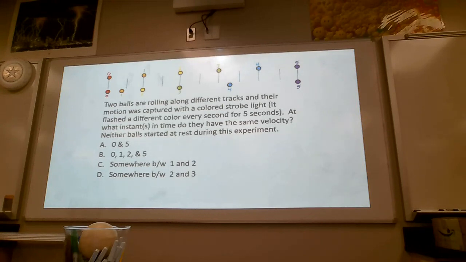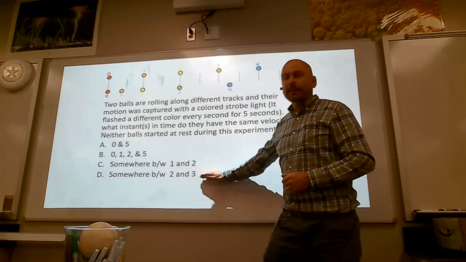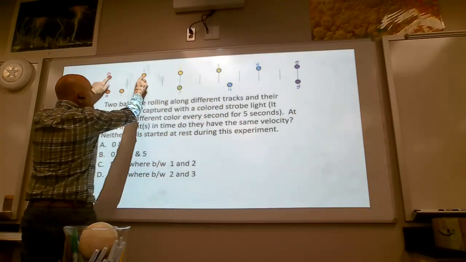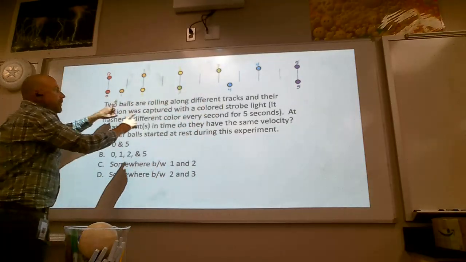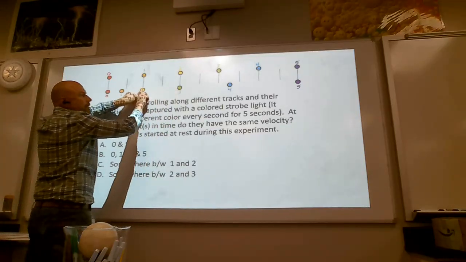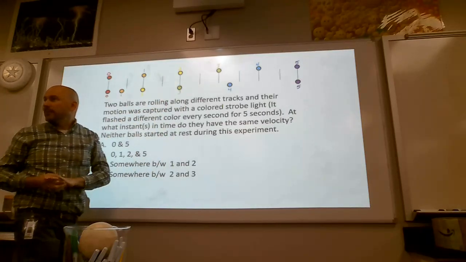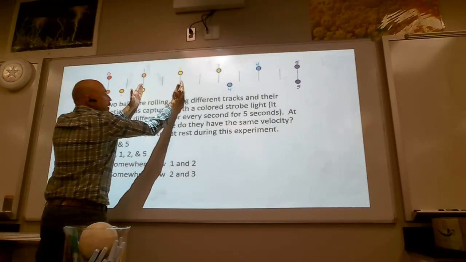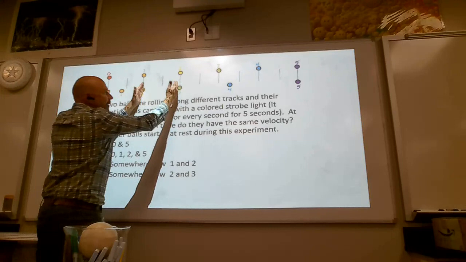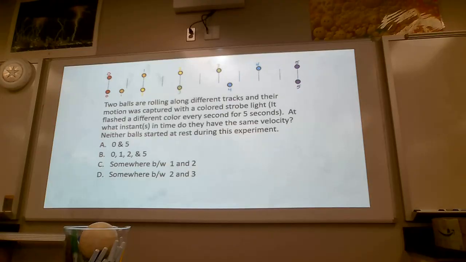For the sake of time, correct answer is D. Okay. How do you know? The top one's moving at 2 dashes every second. 1 Mississippi, 2 Mississippi, 3 Mississippi. This happens on the bottom one between 2 and 3. Does that make sense? It's going 2 dashes in 1 Mississippi, it's going that far in that time interval. Good with that? Okay.